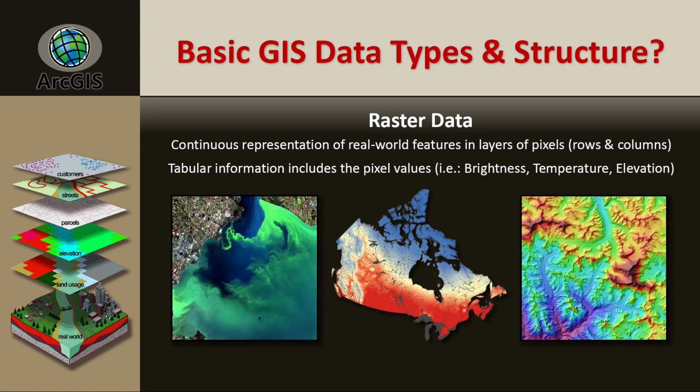Raster data is a little bit different, right? I was just talking about vectors, points, lines, and polygons. Rasters are images, and we live in a world where, you know, images are everywhere.